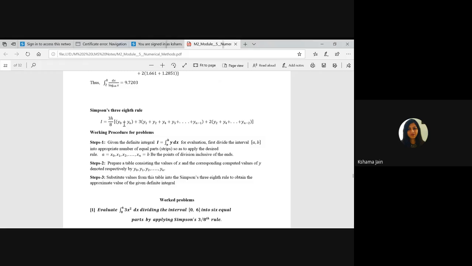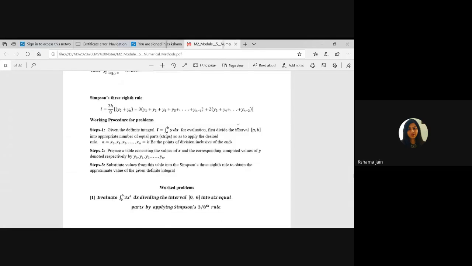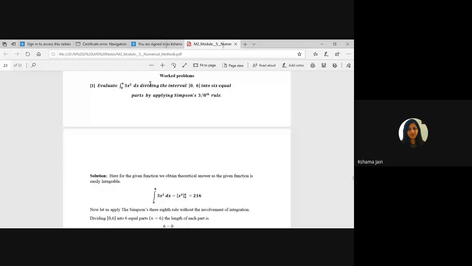Again, first value plus last value. You just remember this: y0 plus yn plus 3 will be multiplied with y1 plus y3. Again, here it is wrong. 3 will be multiplied with odd numbers y1 plus y3 plus y5, and 2 will be multiplied with even numbers. There it was multiplied by 4, but here it is multiplied by 3. Just very minor differences are there. The concept is same: first plus last value, plus 3 multiplied by odd numbers, plus 2 multiplied by even numbers. So here is the same problem that we have done by the one third rule.